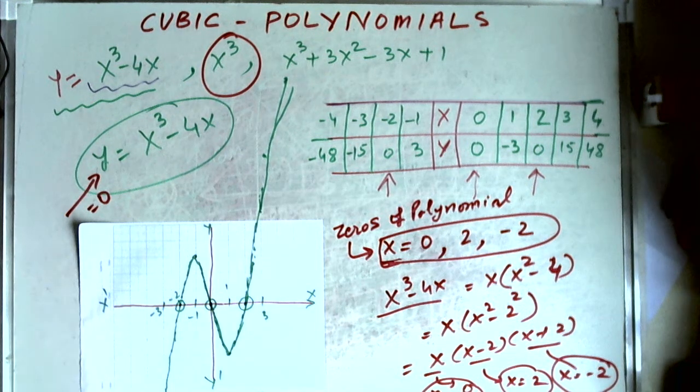So what we have learned in this video is about the cubic polynomial. We know that it has a degree of 3, and we also learned how to draw the graph of a cubic polynomial, and the concept of the zeros of a cubic polynomial. Basically, it can have either no zero or a maximum of up to 3 zeros. Thank you.